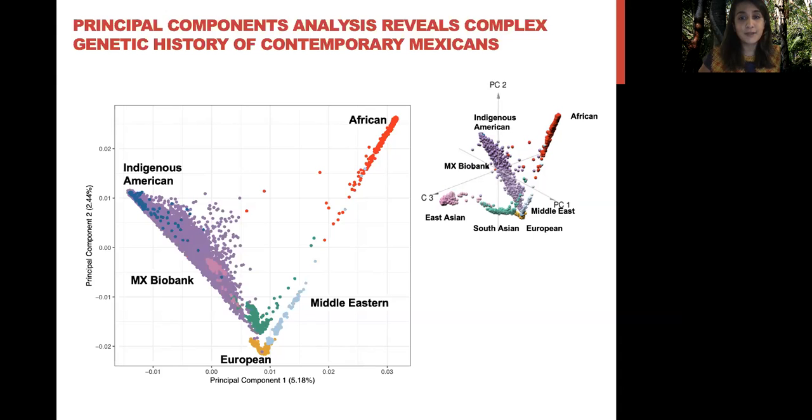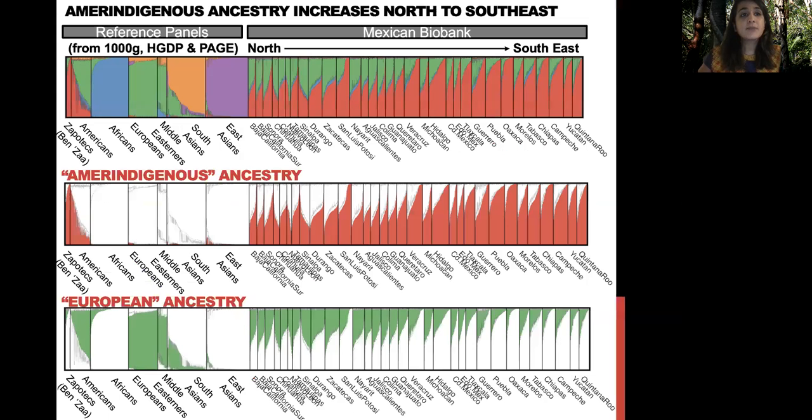We compute ancestry in the Mexican Biobank using ADMIXTURE with people from around the world as our reference panel. I have broken out for visualization the Amerindigenous and European ancestries in the two panels below. We see varying degrees of Amerindigenous and European ancestry with higher levels of Amerindigenous ancestry in the center and in the south of the country.